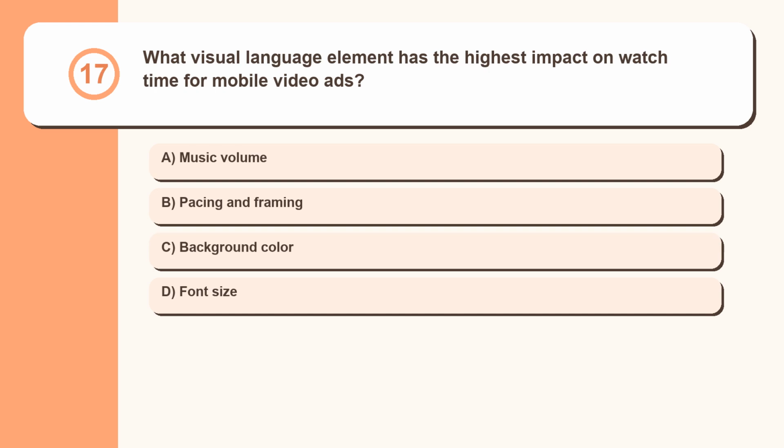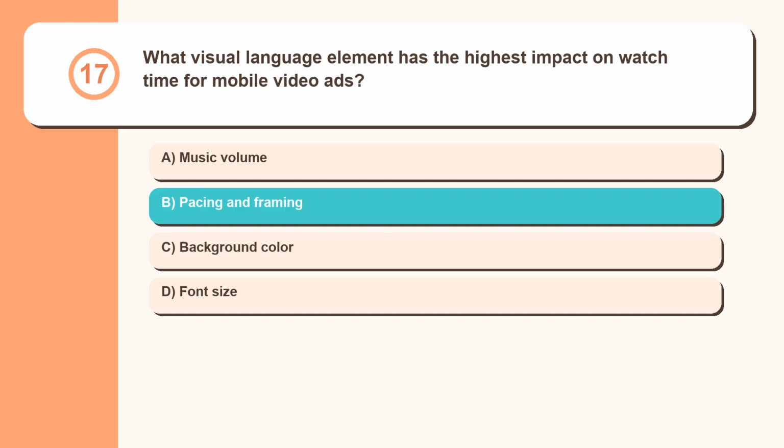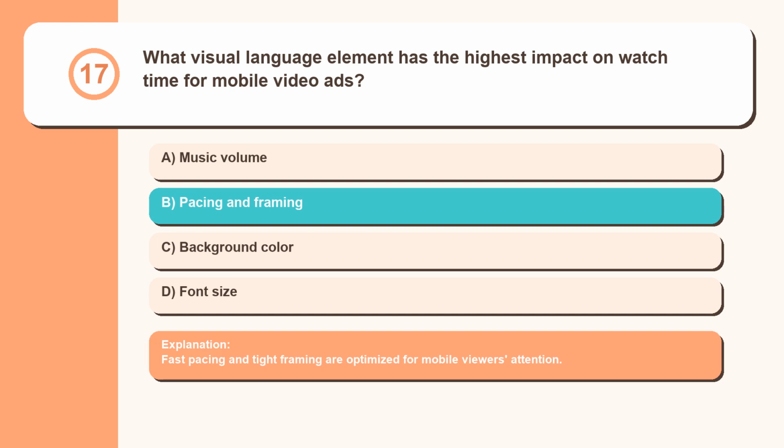Question 17. What visual language element has the highest impact on watch time for mobile video ads? Music volume, pacing and framing, background color, font size. Fast pacing and tight framing are optimized for mobile viewers' attention.